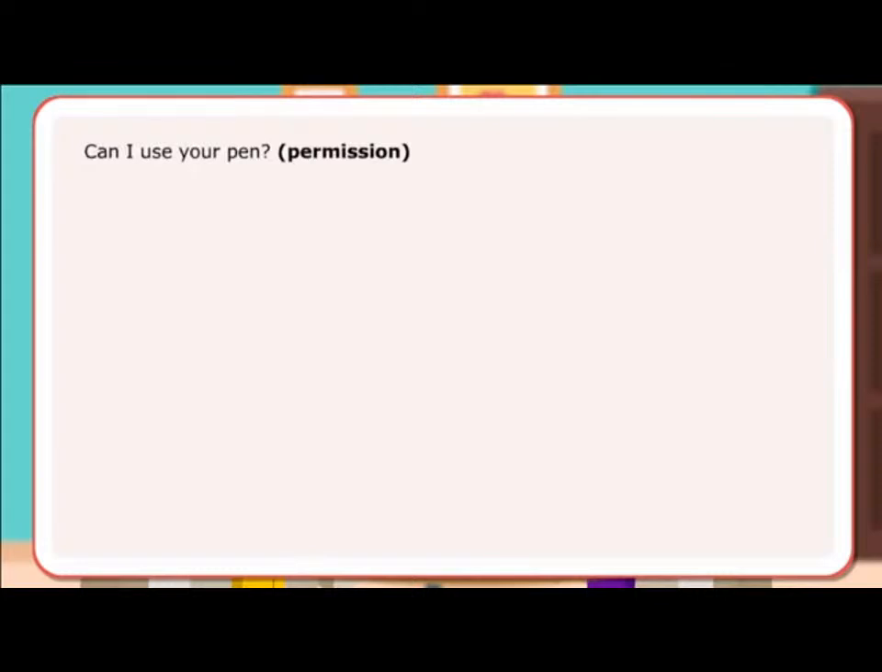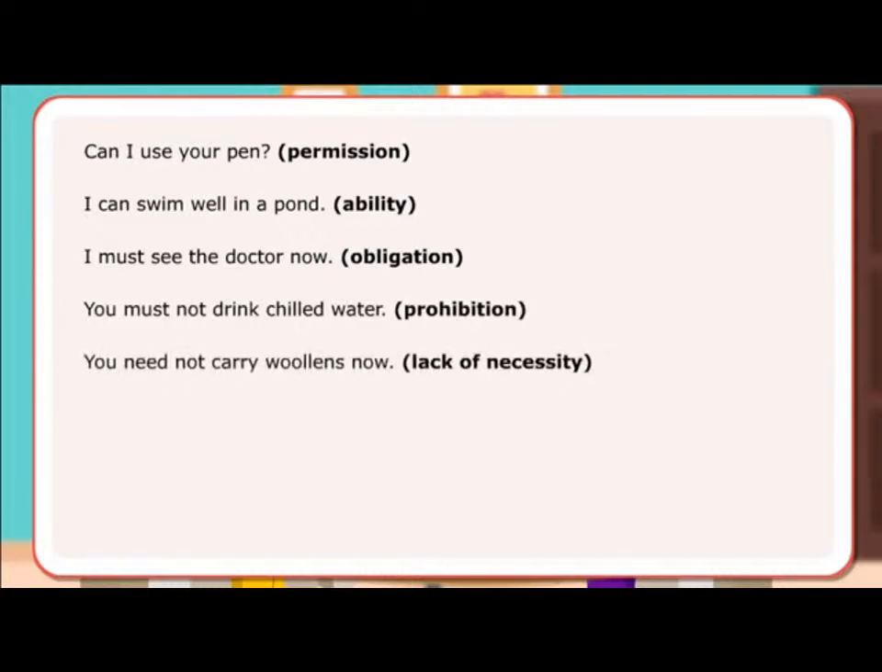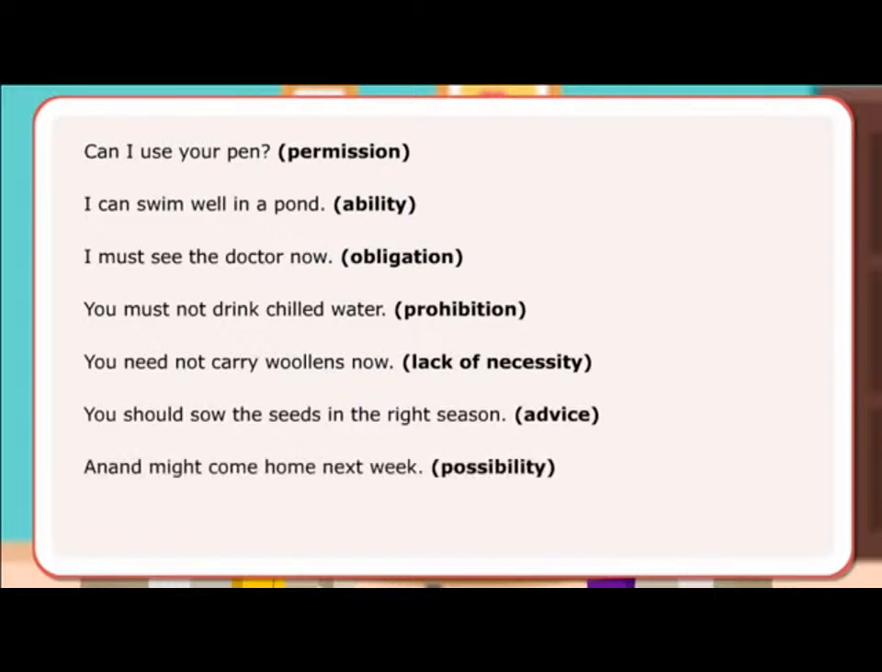Can I use your pen? Permission. I can swim well in a pond. Ability. I must see the doctor now. Obligation. You must not drink chilled water. Prohibition. You need not carry woolens now. Lack of necessity. You should sow the seeds in the right season. Advice. Anand might come home next week. Possibility. I may start wearing kimono in Japan. Probability.